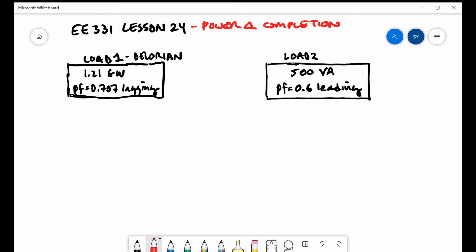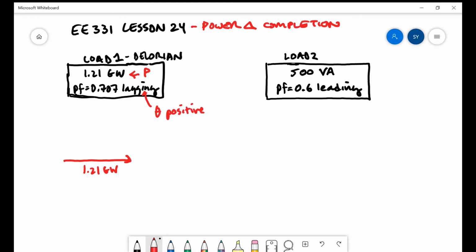Pay attention to the units, because the units tell me that this 1.21 gigawatts refers to P, the real power. I know that because it's watts and not volt amps. So I know that 1.21 gigawatts is just the X component. Now, the power factor tells me that it's 0.707 and that it's lagging. Immediately from that lagging information, I know that the angle is positive.